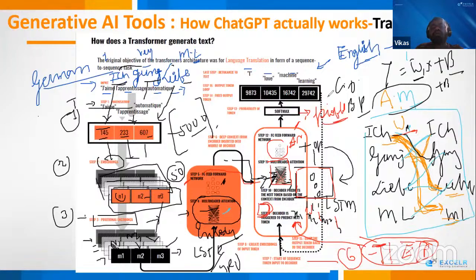Generate the probability. Once that probability is generated, it will try to work out which word will come first, which second, which third, which fourth. The ranking will be there, the position encoding will be there, and by using this it will try to generate the output.